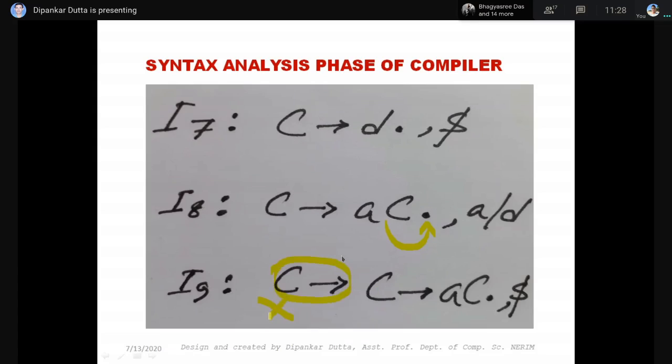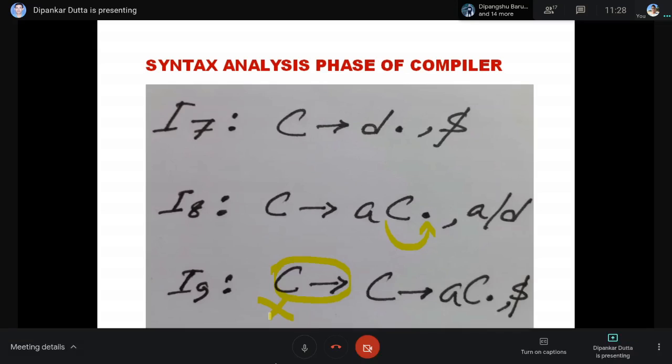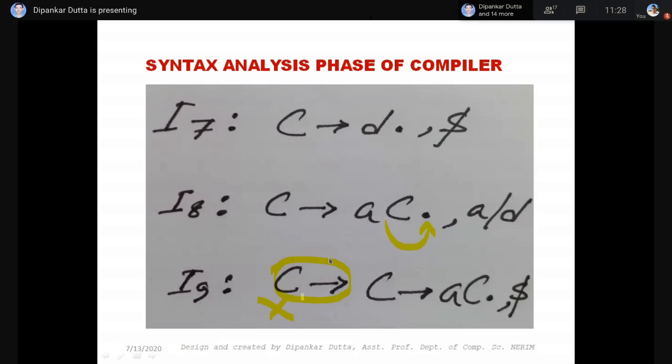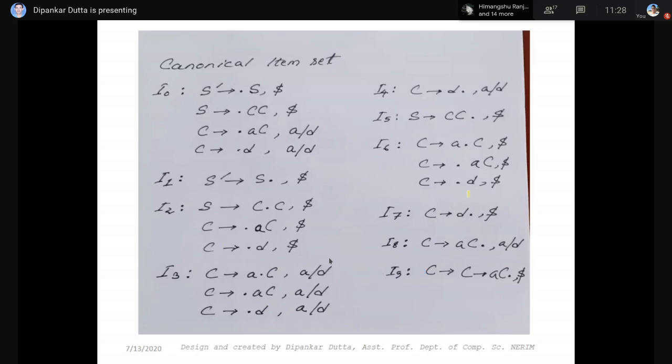Okay, double C is there, remove this, not necessary. So here double C is there, don't go for it. Okay. So capital C implies AC dot dollar. This is the final output. See this? This is the final output. Okay. You can have a complete look here.